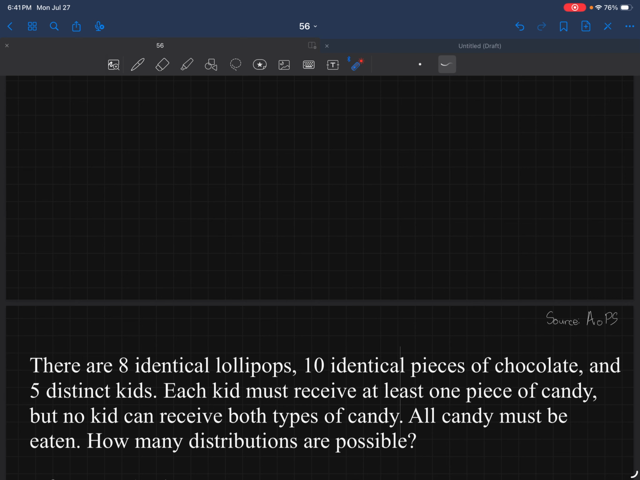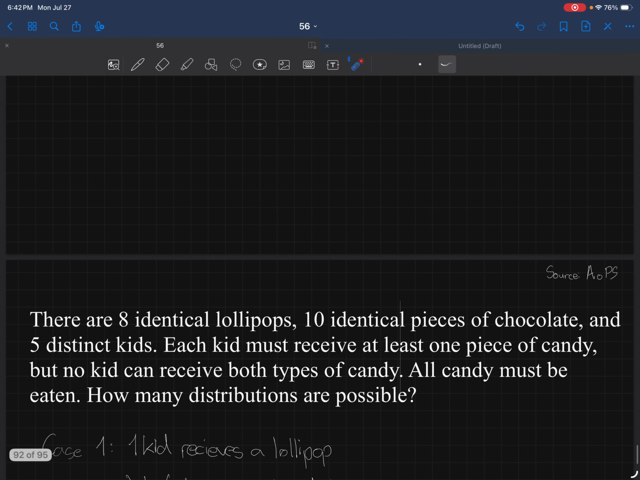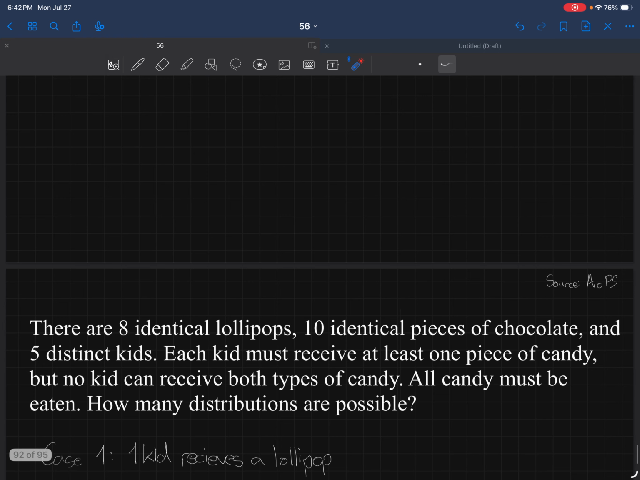We can tackle this problem by using casework. We can make cases for the kids getting lollipops: one kid gets lollipops, 2 kids get lollipops, 3 kids get lollipops, and 4 kids get lollipops. So let's start with case 1. One kid receives a lollipop.